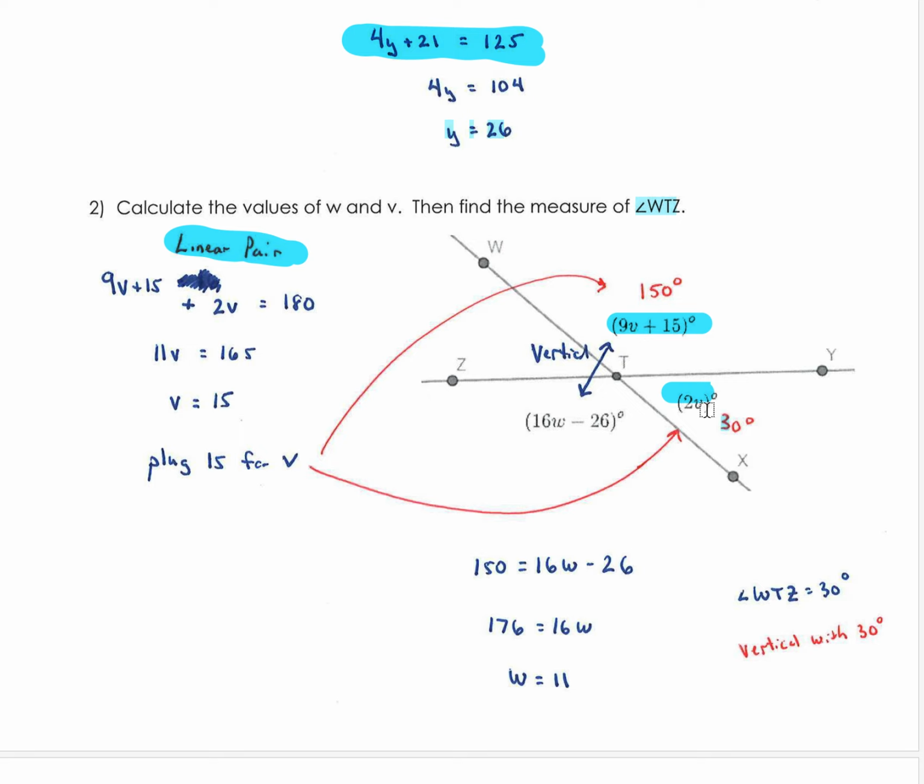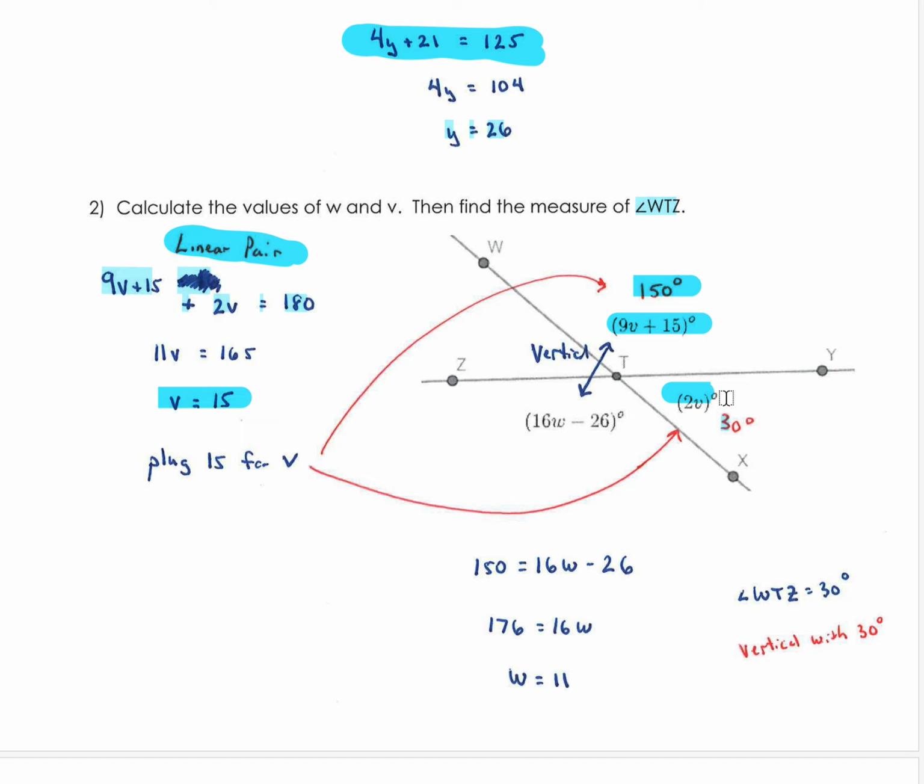What do we know about a linear pair? Linear pairs add up to 180. So take 9v plus 15 plus 2v and set it equal to 180 and get that equation. Once you get this equation, you can just solve using algebra and you get v equals 15. Once you know v is 15, you can plug it back in. You can plug it in both spots if you want. Plug in 15 up here and plug in 15 down here. You now know that this angle is 150 and this angle is 30. Oh, look at that. They make 180.